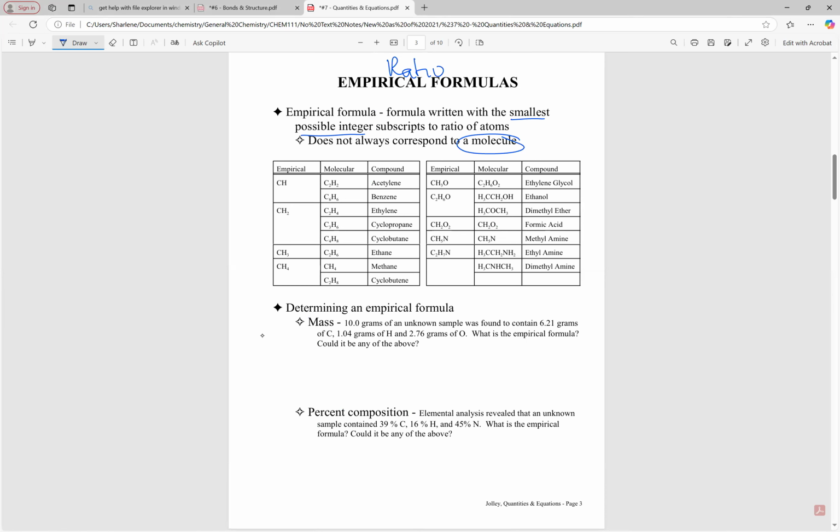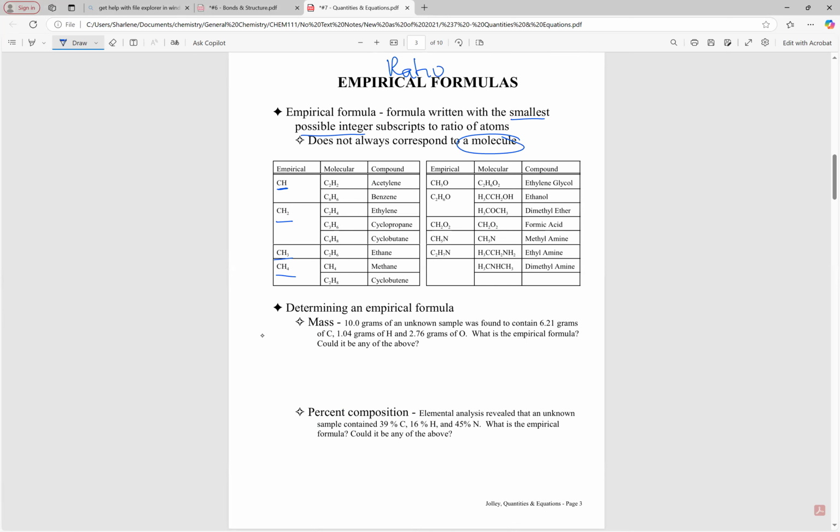So for instance, an empirical formula is CH. Now, if you were trying to do the Lewis structure, that doesn't exist. But if you multiply it by full integers, you could get C2H2 or C6H6. So the ratio of the carbons and the hydrogens to each other are 1 to 1. Well, the empirical formula could also be CH2, CH3, okay, so forth and so on, CH4.